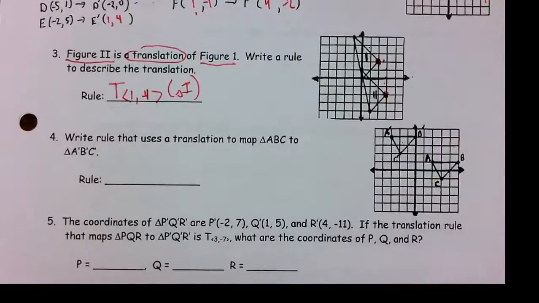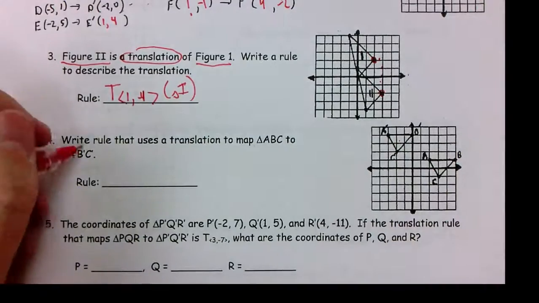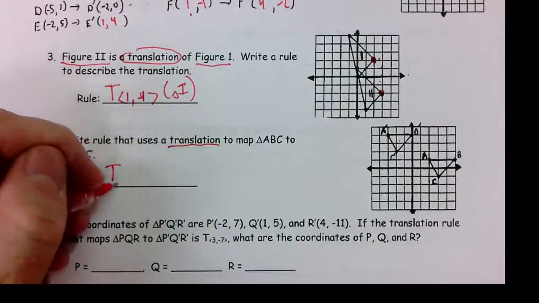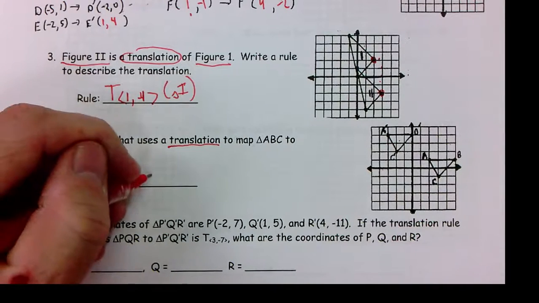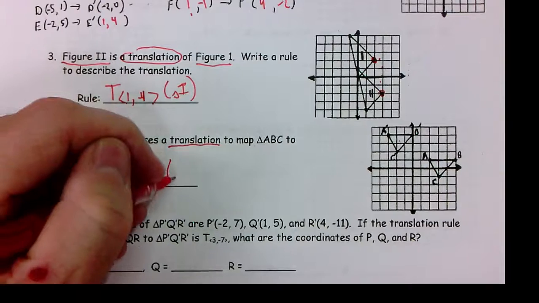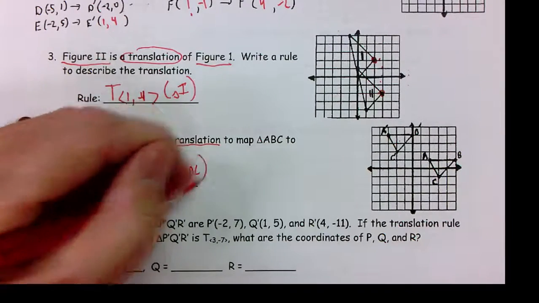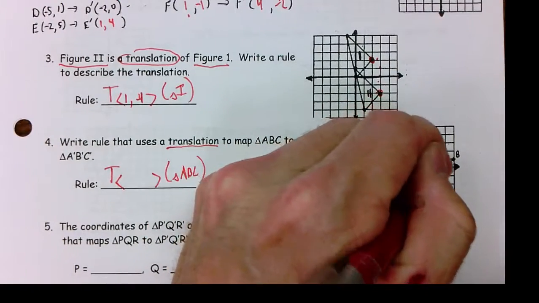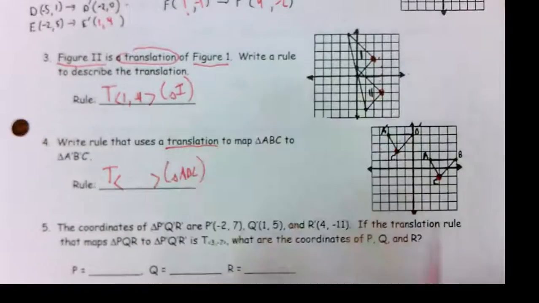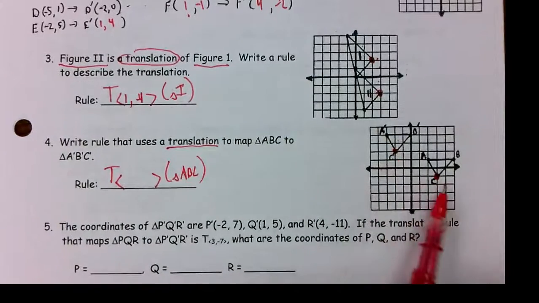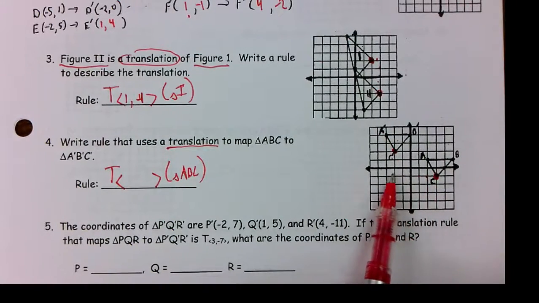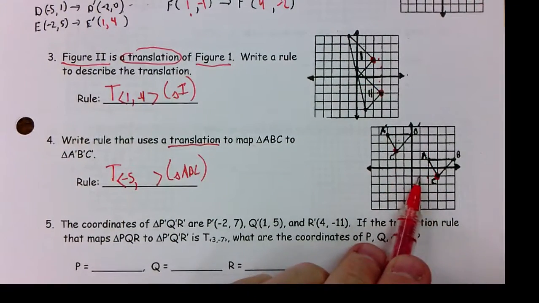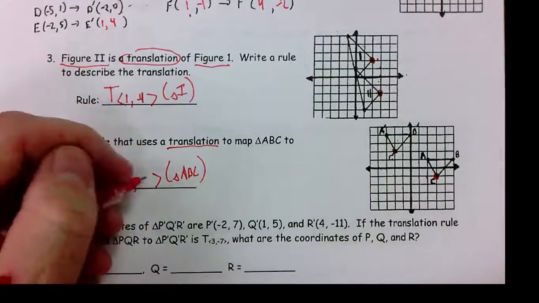That takes us to number 4. Again, I'm supposed to write a rule that uses a translation. So I'm going to have a capital T for translation, and I'm going to have a vector. And this is going to be of triangle ABC. And I just need to know my vector. I'll do point C, which goes from here to here. So here to here, that would be 1, 2, 3, 4, 5, left 5, and then up 3, so positive 3.